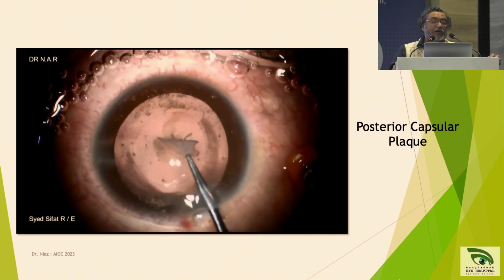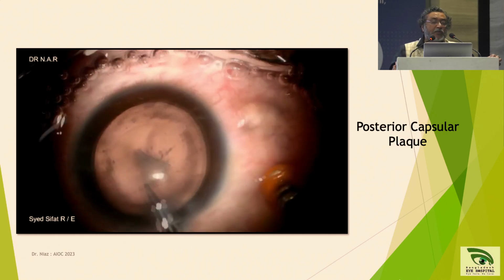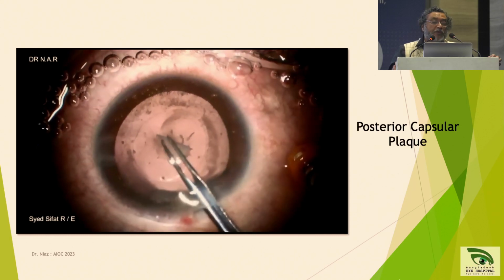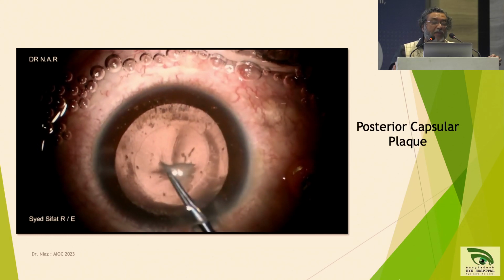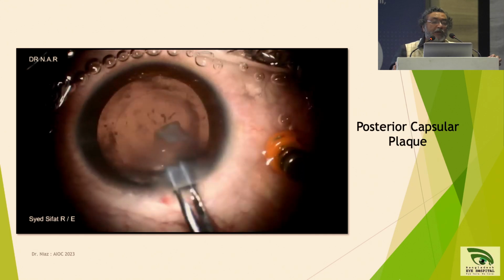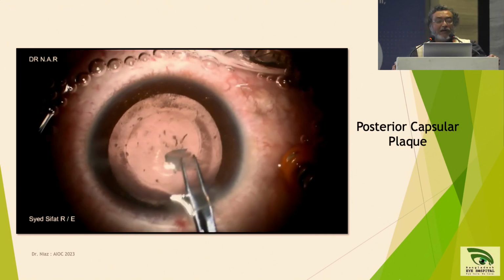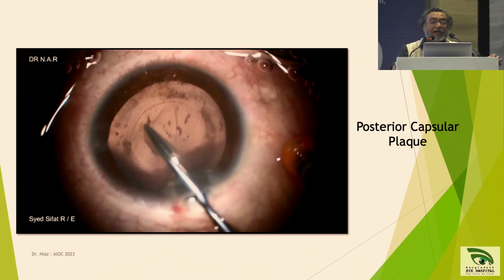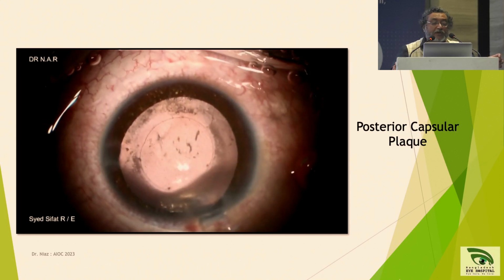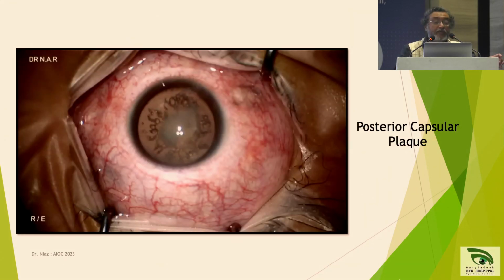In this particular case, with gentle nudging with the forceps after the phaco, I'm trying to see whether it will come out or not. And the lucky days, some days are lucky, some days are not. This was a lucky day and it just came out very nicely. The posterior capsule was intact and the IOL could be implanted.